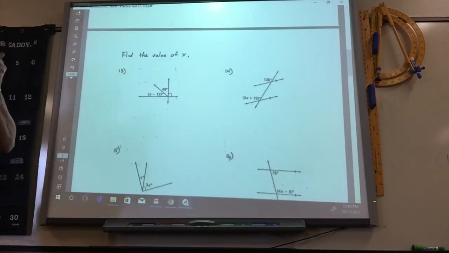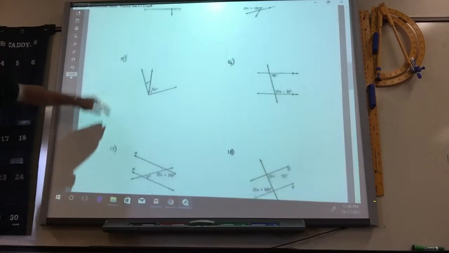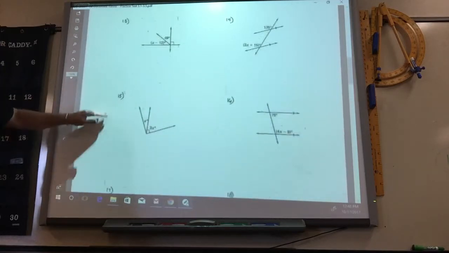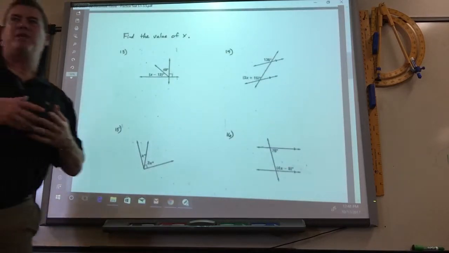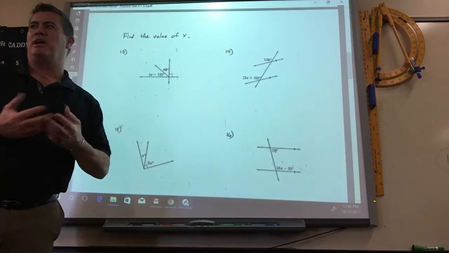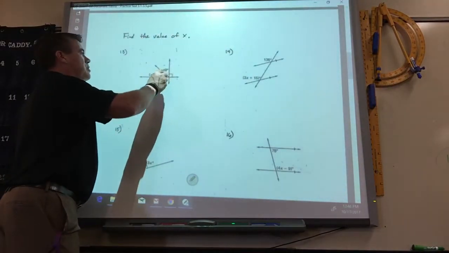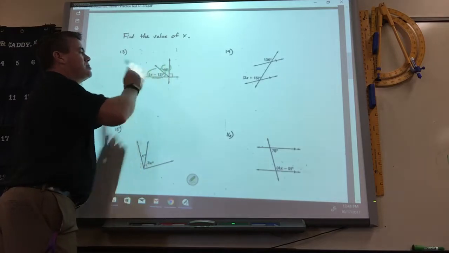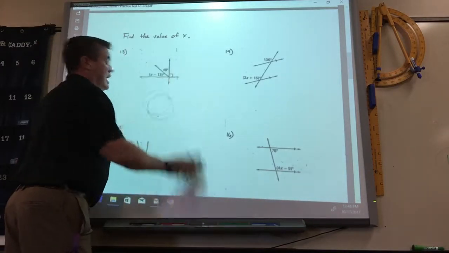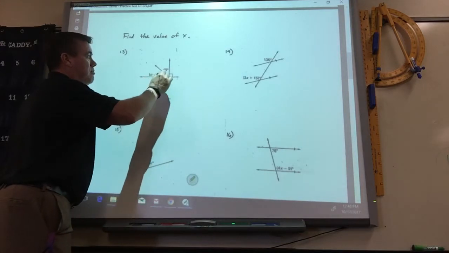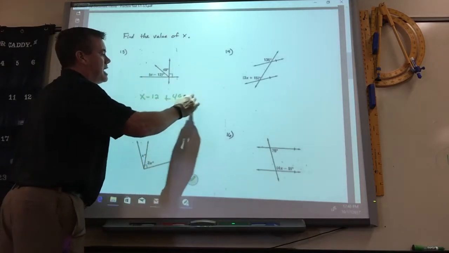Okay, then the next, these 6 and the 2 on the next page, you're trying to figure out what X is. So remember, the angles are either gonna equal each other or they're gonna add up to something. In this case, what do these two angles add up to? 90. So that's your equation. X minus 12 plus 49 has to equal 90.